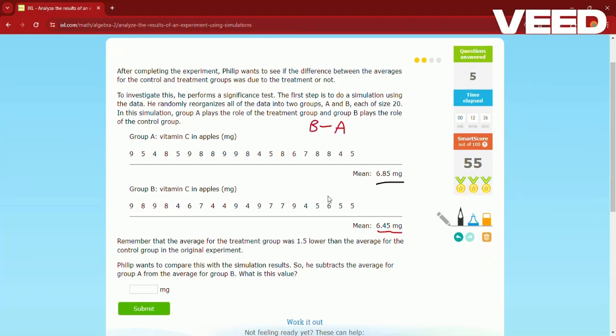So remember that the average for the treatment group was 1.5 lower than the average for the control group in the original experiment. Philip wants to compare this with the simulation results, so he subtracts the average for Group A from the average for Group B. What is this value? We can just do B minus A in this scenario. So it's 6.45 minus 6.85, which is negative 0.40.